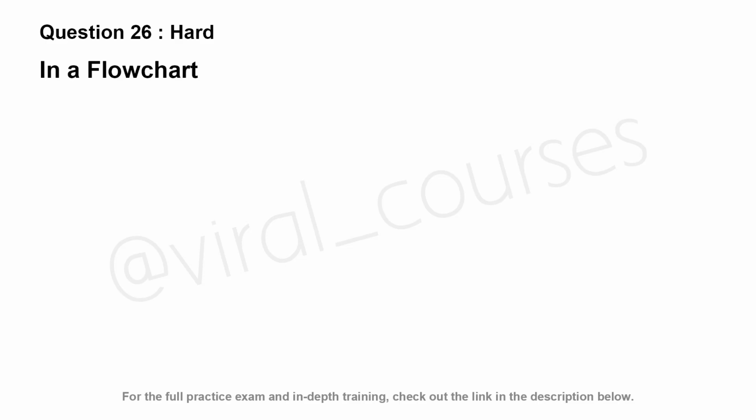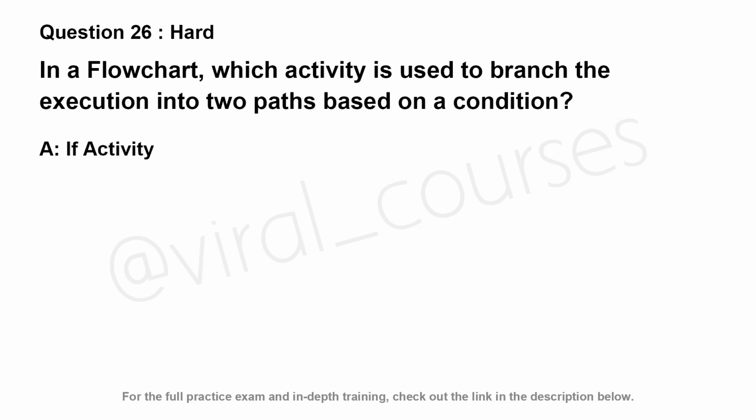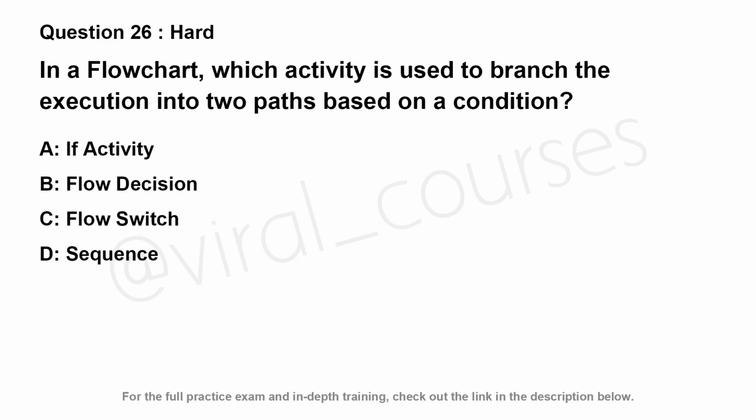In a flowchart, which activity is used to branch the execution into two paths based on a condition? Option A, If activity. Option B, Flow Decision. Option C, Flow Switch. Option D, Sequence.